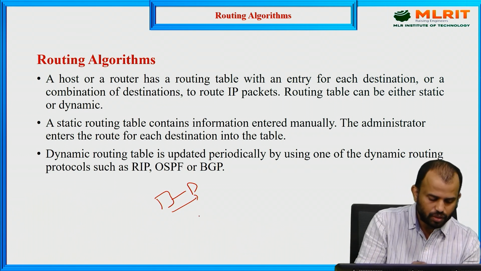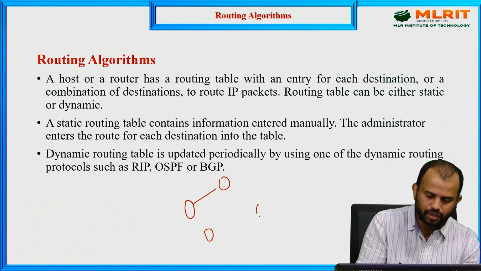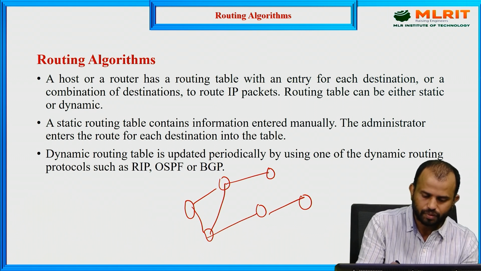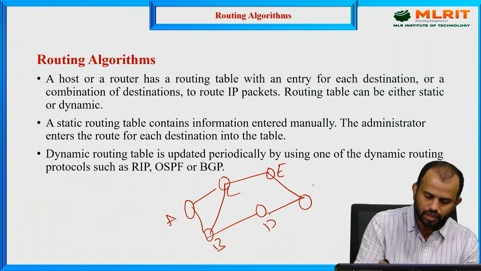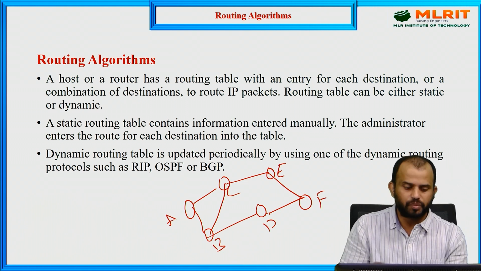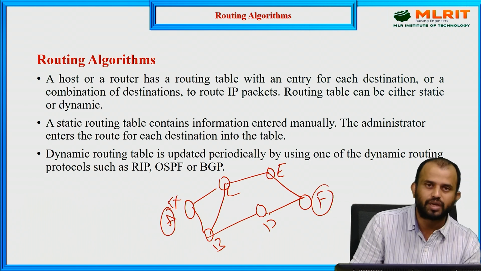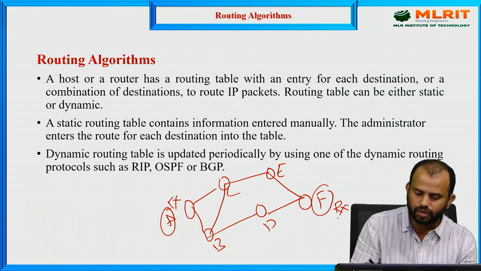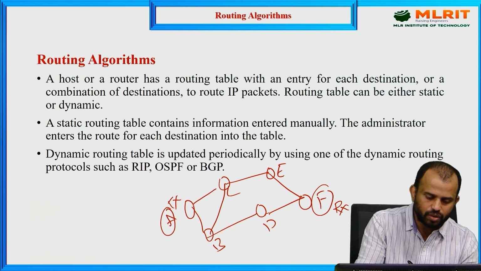Assume that we have n number of routers. For example, we have multiple routers, and information is transmitted like this. Here we have A, B, C, D, E and F. I need to transmit information from A to F, which means A is acting as my source, the transmitter, and F is acting as my receiver. So I need to choose the shortest path.